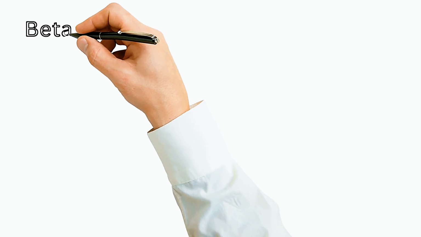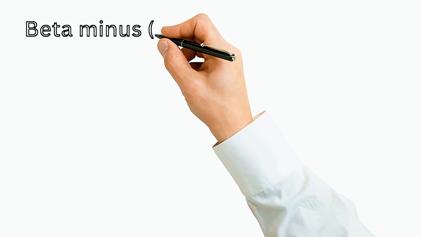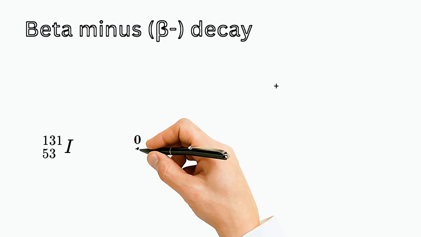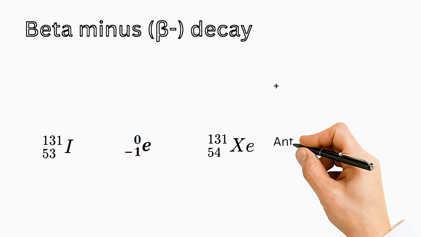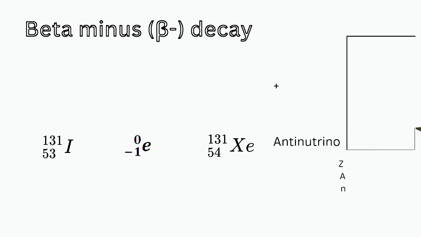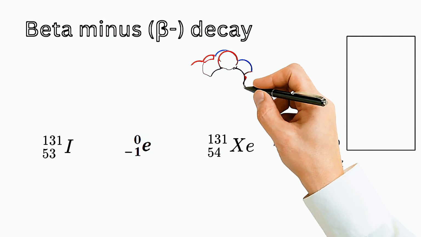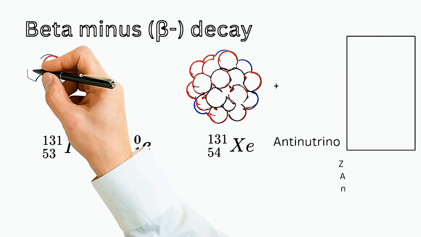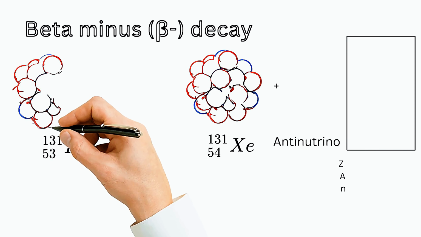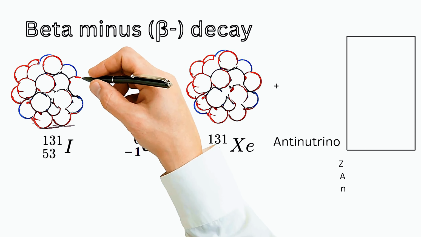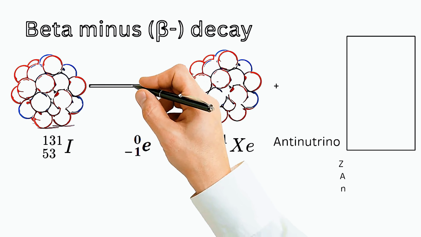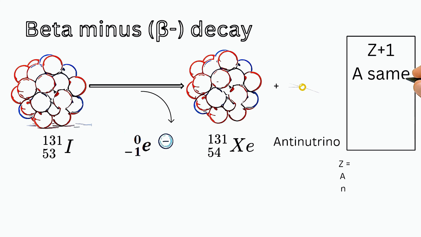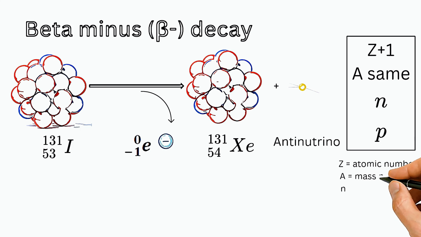Next is beta minus decay, also commonly known as beta decay in many books. Here, a neutron converts into a proton, emitting an electron, called a beta particle, and an antineutrino. What is an antineutrino? It's a very tiny neutral particle with almost no mass that carries away some energy and momentum during beta decay. It hardly interacts with matter, so it passes through almost everything undetected.